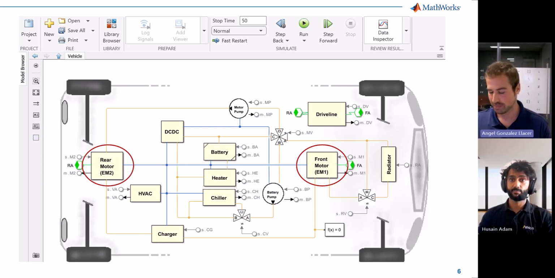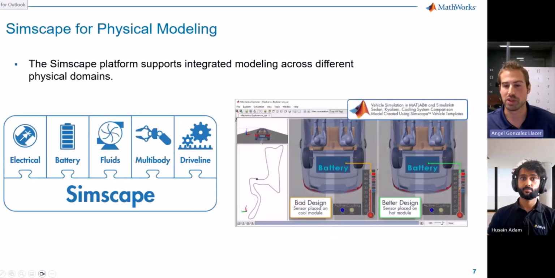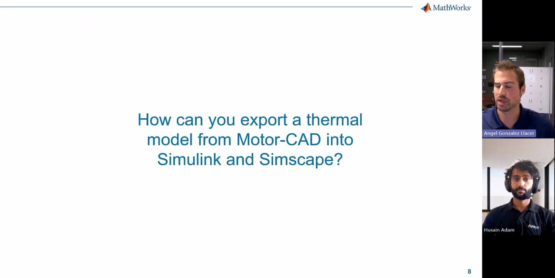That's great. And a typical platform where people can integrate models and design the full systems is Simulink and Simscape. This is a Simulink model of an electric vehicle, and Simscape can be used for also multi-body simulation. So it's a multi-physics, multi-body platform that supports iterative modeling. So another thing I wanted to ask you is, how can you export a thermal model from MotorCAD into Simulink and Simscape?